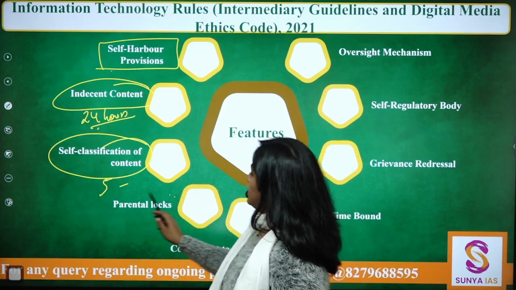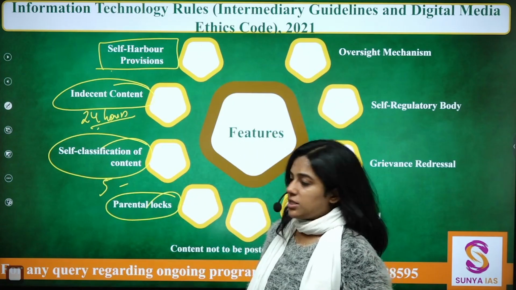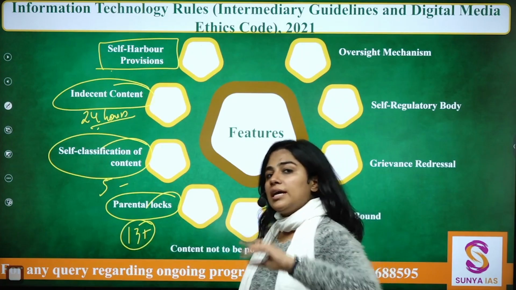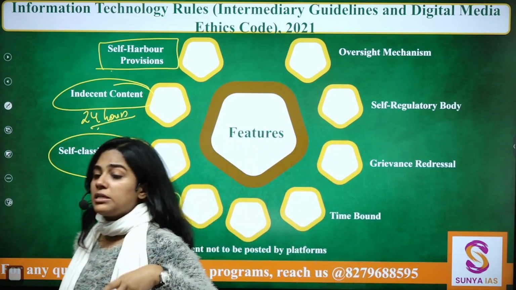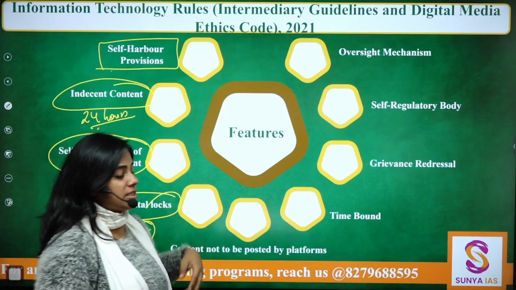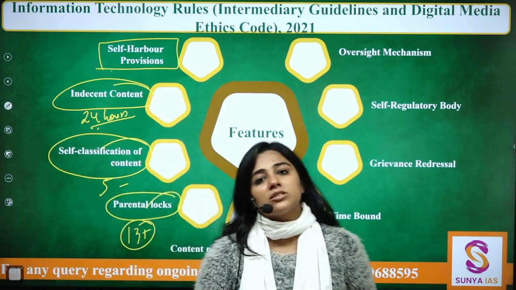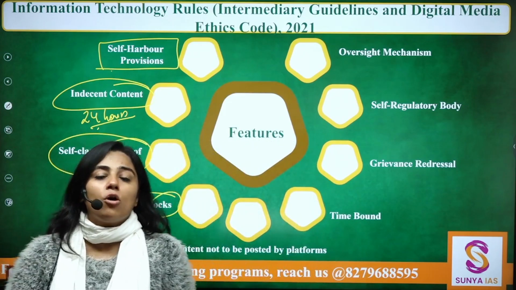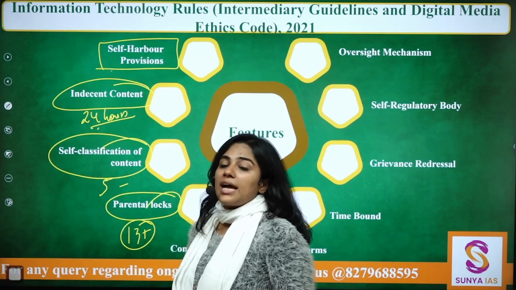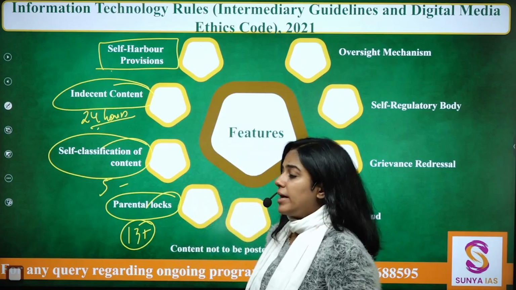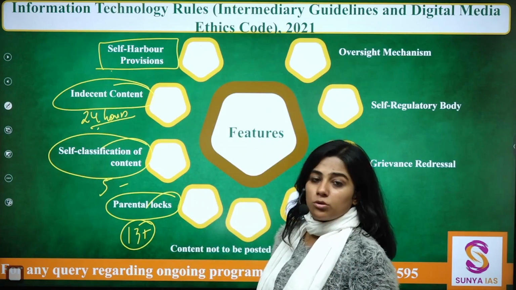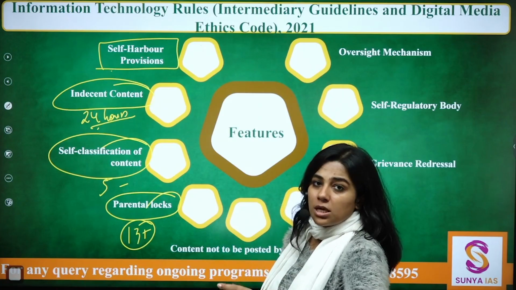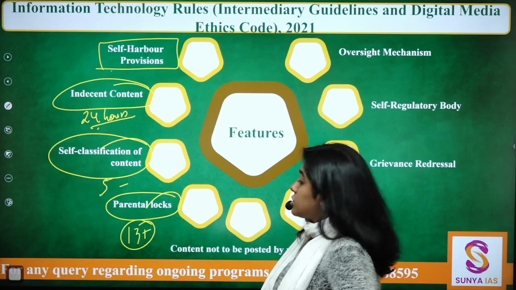Then there need to be parental locks for content that is for 13 plus audience. So earlier at one point of time it used to be 18 plus, then it came down to 16 plus, now it is 13 plus content. So any content which is marked 13 plus, there has to be a parental lock for it, so that children cannot access that content, because parents often give their phone to children to play games or whatever, and children should not come across this kind of content at such a young age.